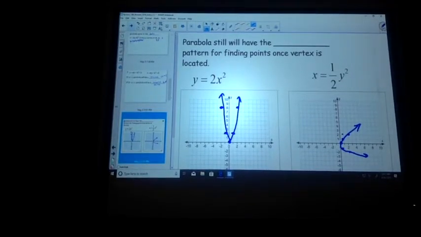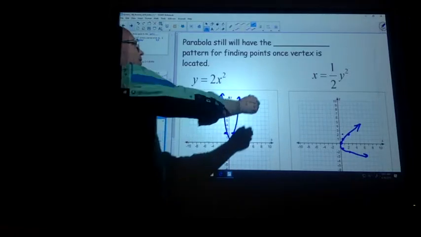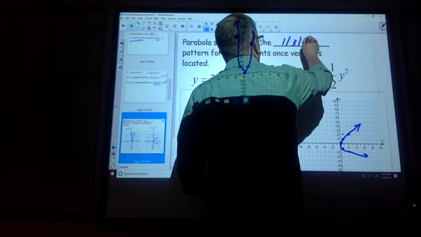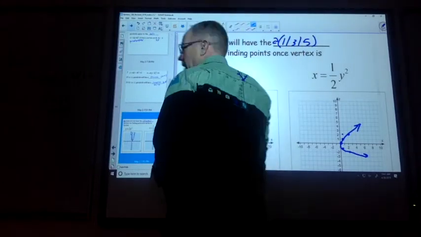All right, parabola will still have the pattern of 1, 3, 5. And remember, you're taking whatever the a value is times it to make 1, 3, 5.